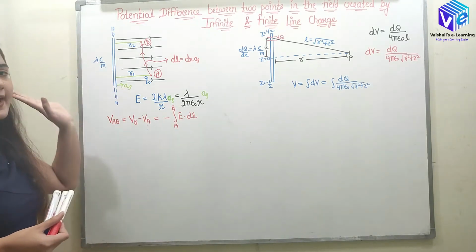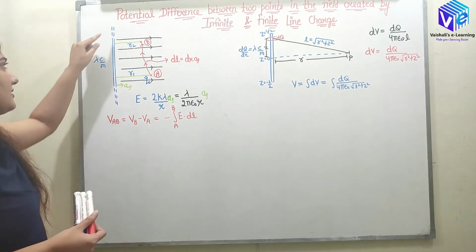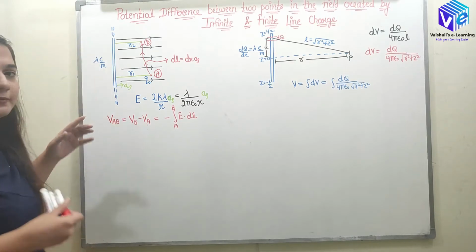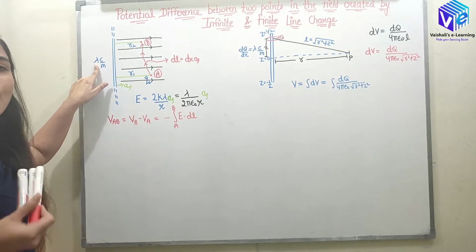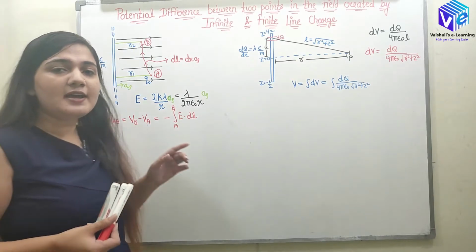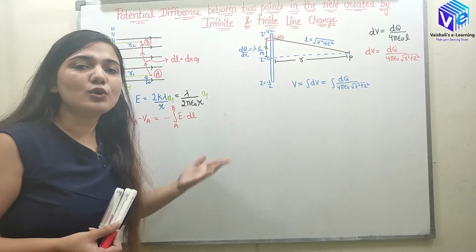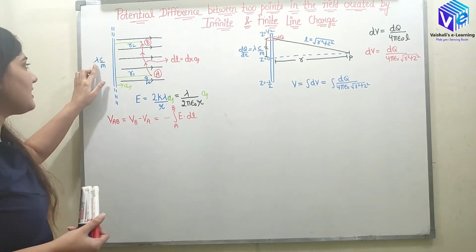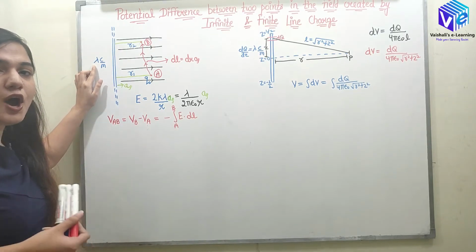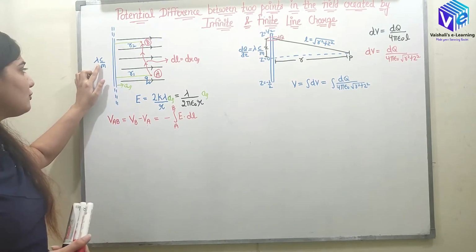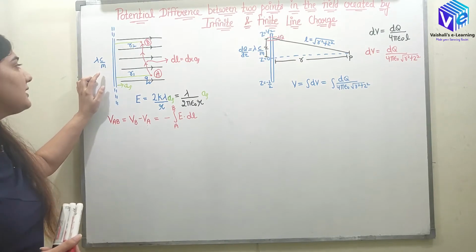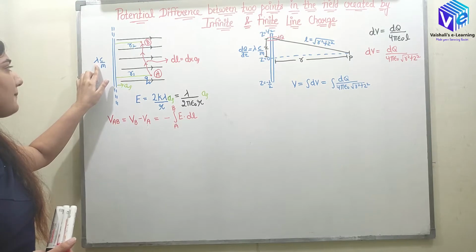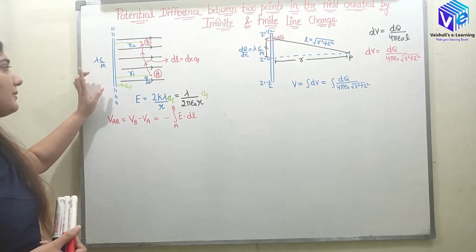So this is my infinite line charge, having the line charge density lambda. How can I represent lambda? In units of coulomb per meter. Lambda is dq upon dl, so dq has the unit coulomb and dl has the unit meter. So here lambda has the unit coulomb per meter.